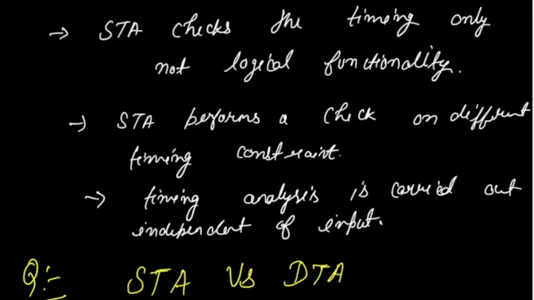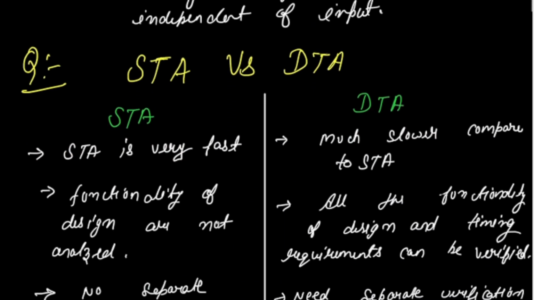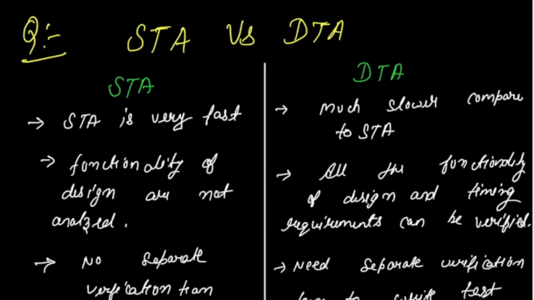There is another timing analysis also, that is DTA, dynamic timing analysis. So what is the actual difference between STA and DTA? Let's see. As compared to STA, DTA is much slower, and STA is very fast as compared to DTA. Functionality of the design is not checked in STA.